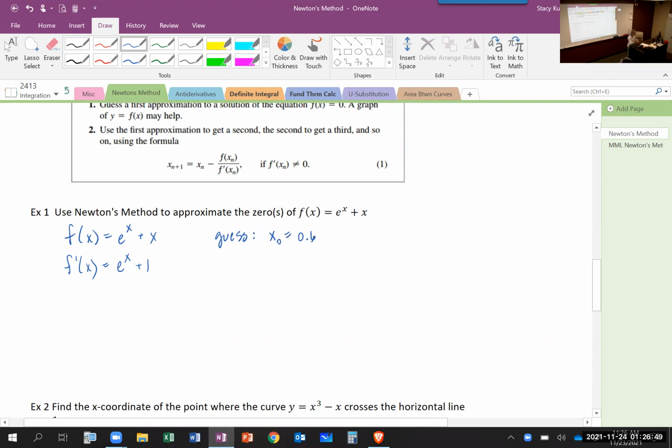Now, if we follow the pattern that we showed above, x sub 1 is equal to x naught minus f of x naught over the derivative of f of x naught. And I'm going to get some value. Okay? So let's look and see what that looks like.